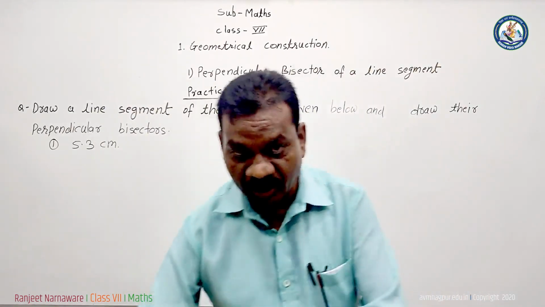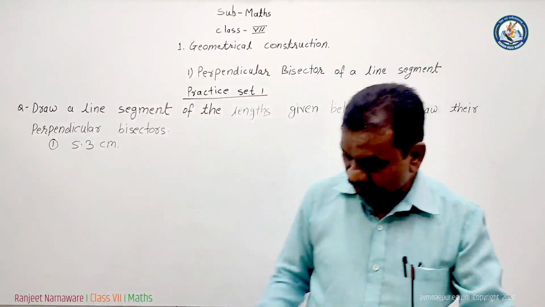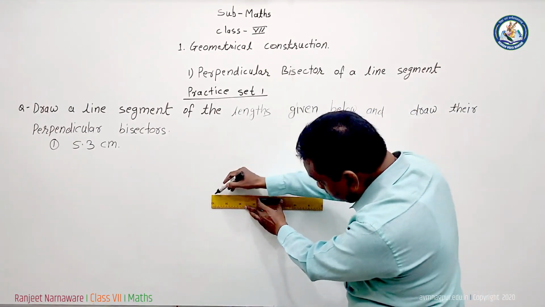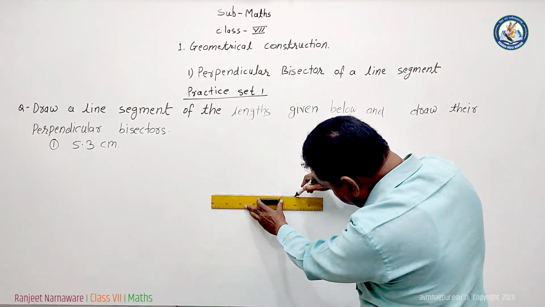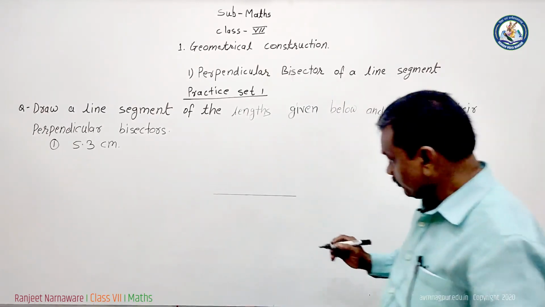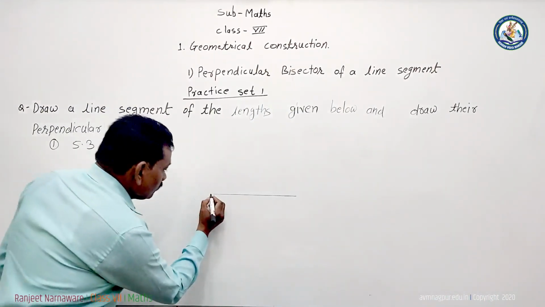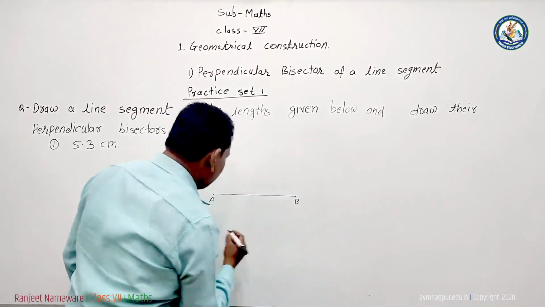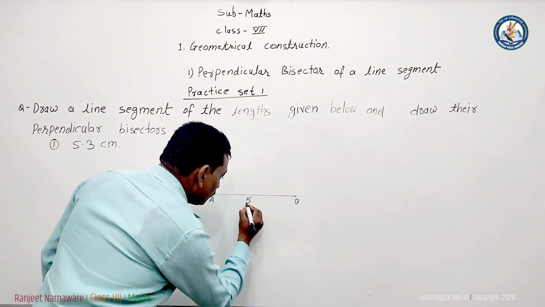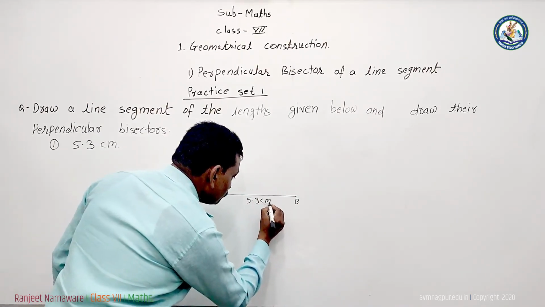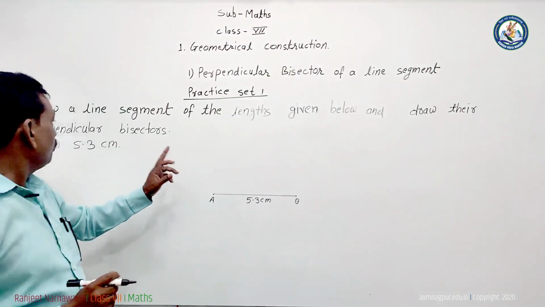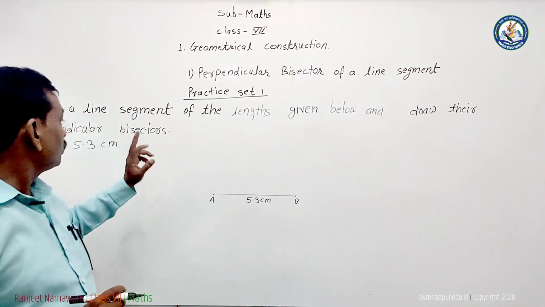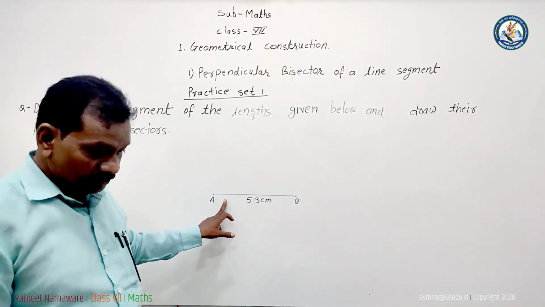For this, use ruler. This is the ruler. Then draw a line segment. This is the line segment. Name it AB. Write the length of the given segment, 5.3 centimeter. This is the complete diagram of line segment. Now we have to draw a perpendicular bisector to this line segment AB.